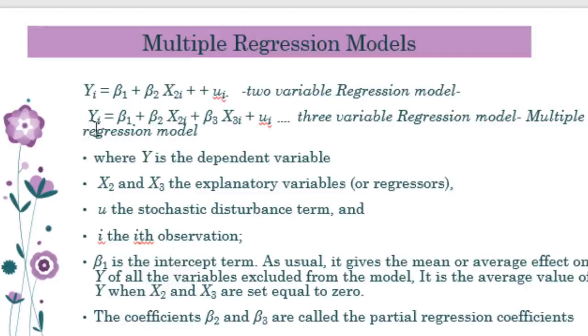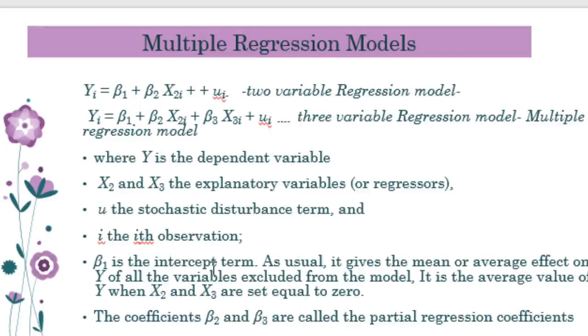For example, here yi equal to beta 1 plus beta 2 x2i plus beta 3 x3i plus ui. In this we have three variables: one is the dependent and two are independent variables. In this we have more than one independent variable, and therefore it is known as a multiple regression model. Here, as usual, y is the dependent variable, x2, x3 are the explanatory variables or regressors, and u is the stochastic disturbance term, and i is the ith observation.